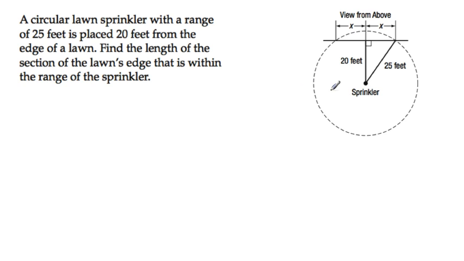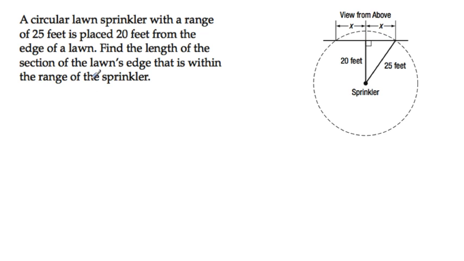A circular lawn sprinkler. So here we have a lawn sprinkler right in the center with a range of 25 feet. Okay, so it goes out 25 feet when it sprays. Is placed 20 feet from the edge of a lawn. So here's the lawn's edge right here. Find the length of the section of the lawn's edge that is within range of the sprinkler. They're asking us to find this leg right here of this right triangle. Okay, so we have one leg is 20, we have the hypotenuse is 25, we're looking for the length x.